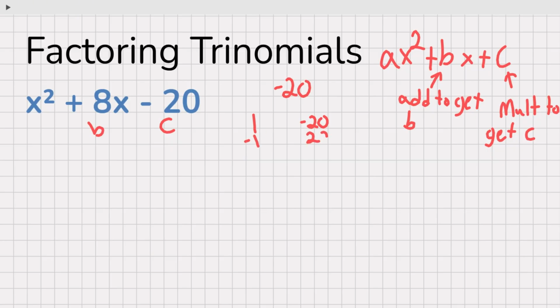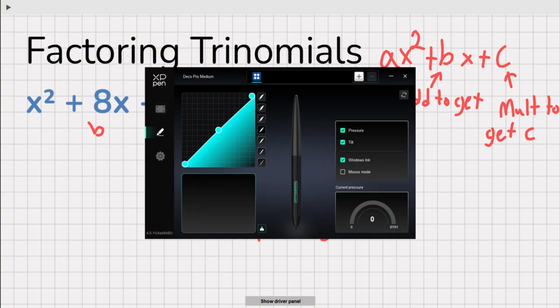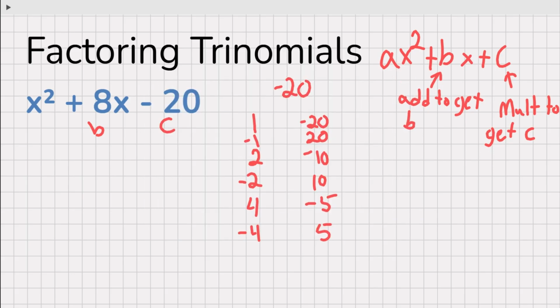Well, you got 1 and negative 20, negative 1 and positive 20, 2 and negative 10, negative 2 and positive 10, 4 and negative 5, and negative 4 and positive 5. All of these numbers multiply to get negative 20. What adds together to get 8? Well, if you look correctly, it's negative 2 and positive 10.